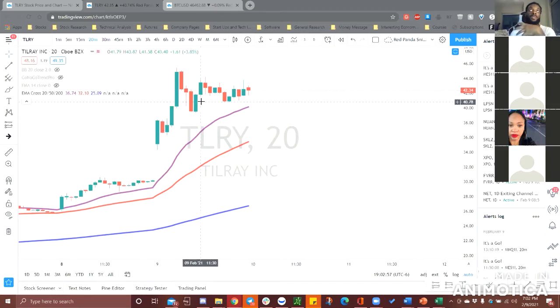Simple, I always just think about the simple moving average. I would use that more for my swing trades, my long trades. Think of it like that.